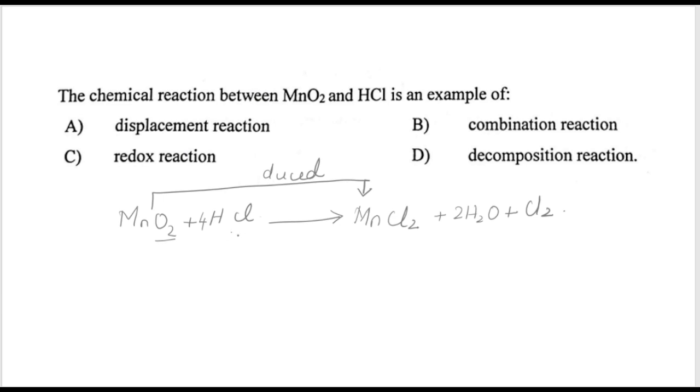Whereas what is happening to hydrochloric acid? So hydrogen is removed from this to become chlorine. So removal of hydrogen is called oxidation, because we know oxidation is either addition of oxygen or removal of hydrogen. So here removal of hydrogen, so oxidation. In this reaction both reduction and oxidation are happening, so we can call it a redox reaction. So option C is the correct answer.